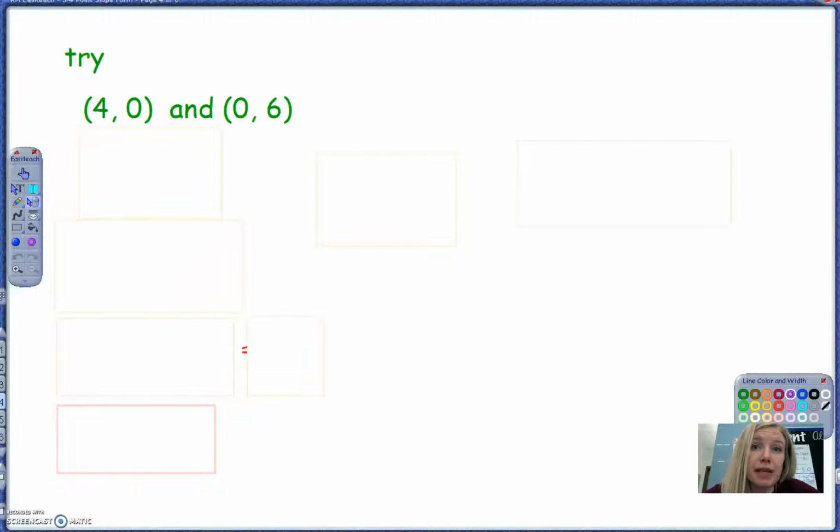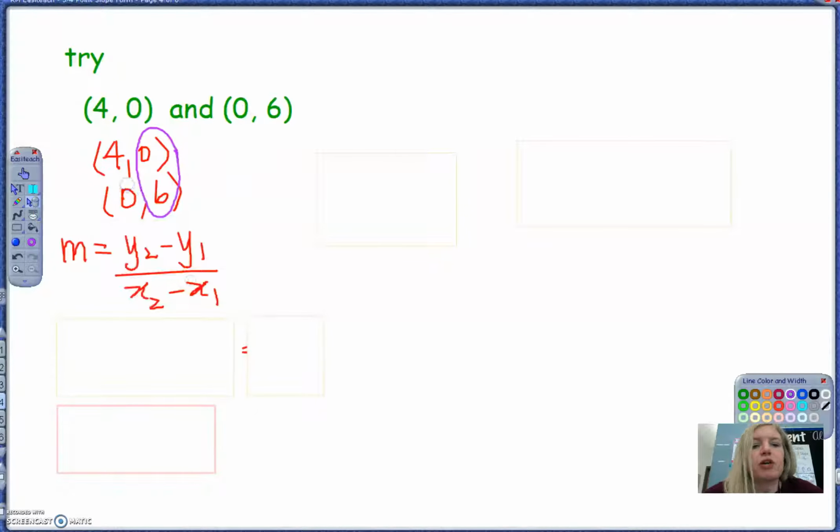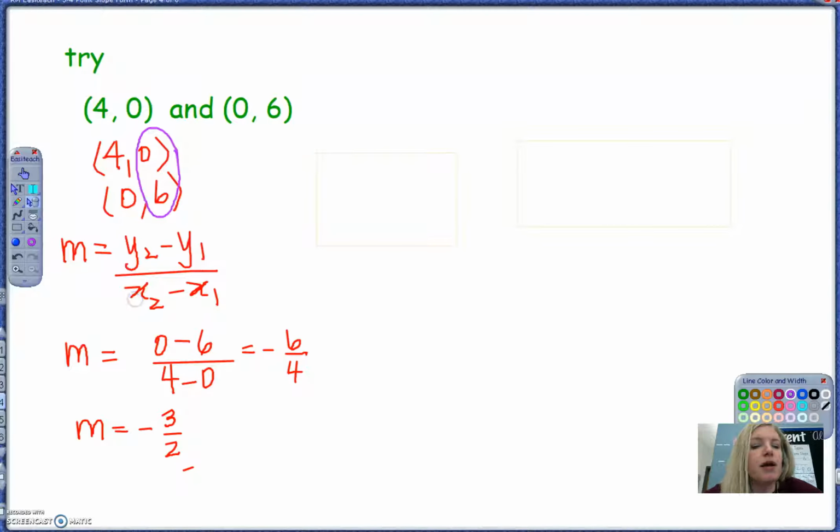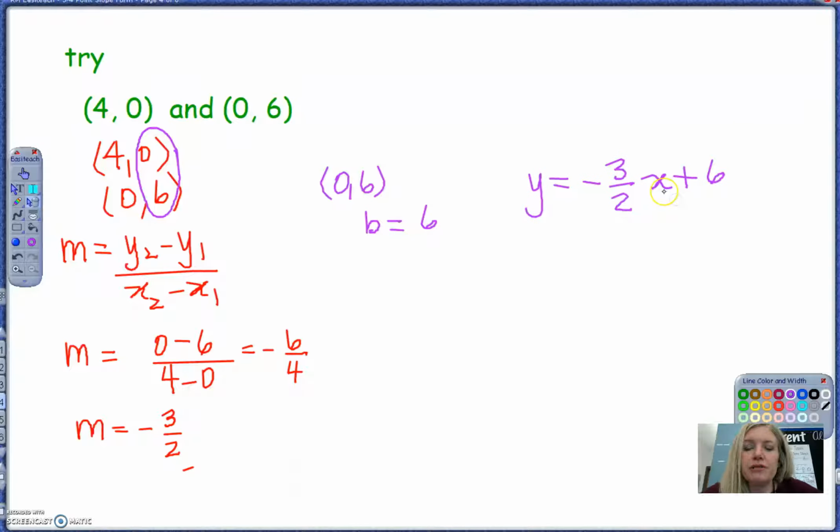Okay. So now I want you to try this one. See how you do. Pause me, and then go back and check. Write them like that. We circle our points, our y's. We subtract our y's over our x's. We simplify, we get negative 6/4. We reduce that, we get negative 3/2. You should be able to identify which one is your y-intercept, which is 6, and then we write our equation, and there you go.